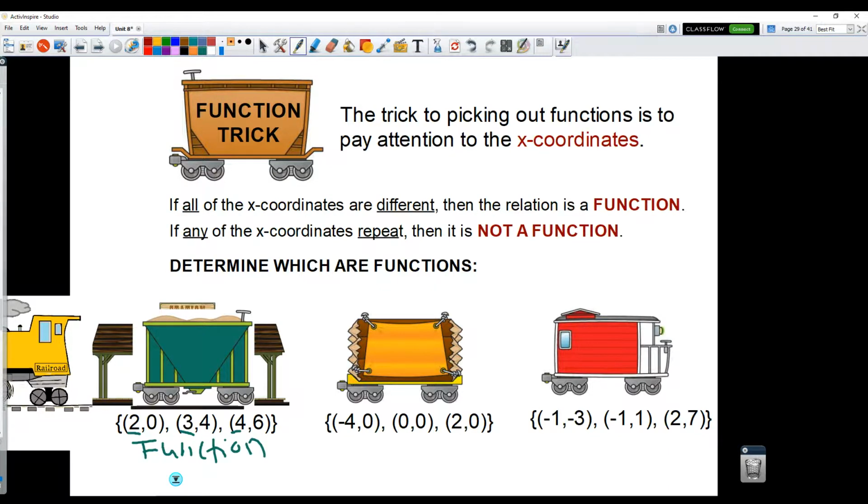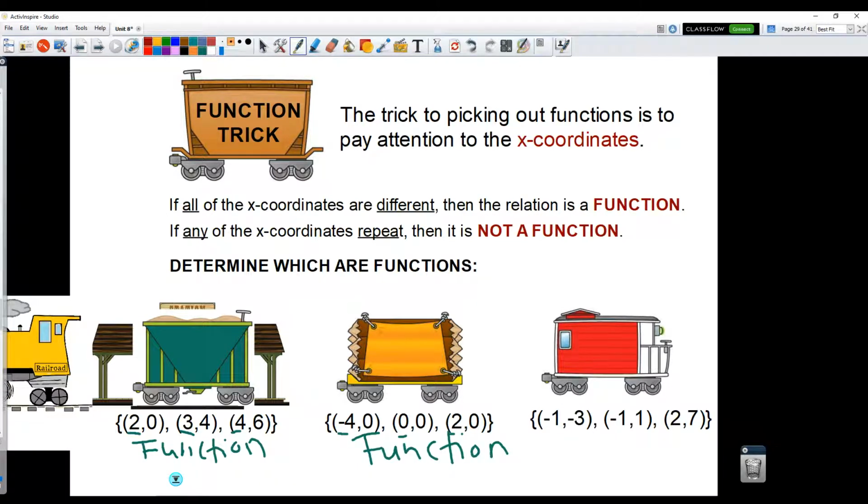Now let's look at the second train. For the second train, I have only the x values, -4, 0, and 2. Now, if you've noticed, the y values are all the same. That doesn't matter. The only thing that matters is that the x coordinates are all different. So I have a -4, 0, 2. They are all different. So this one is a function.